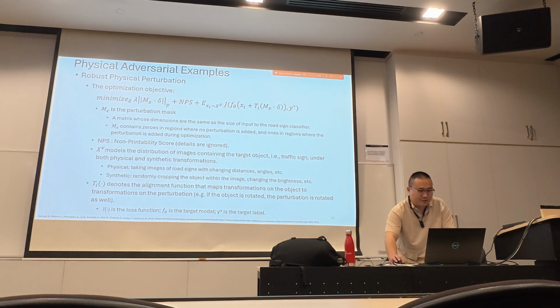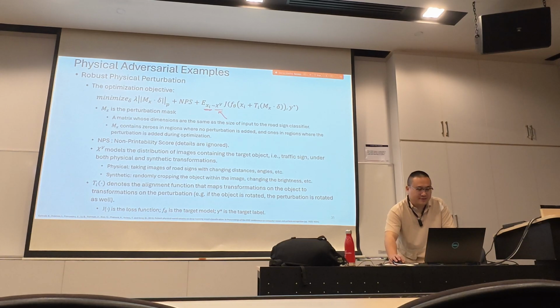Simply speaking, X^V just represents differently transformed road signs. And then we just sample a transformed road sign from X^V. So X^V represents potentially transformed road signs. We have different choices to transform the road sign, and then we sample a specific transformation. And this is represented by x_i. So x_i is a specific transformed road sign. Okay, so this is this one.